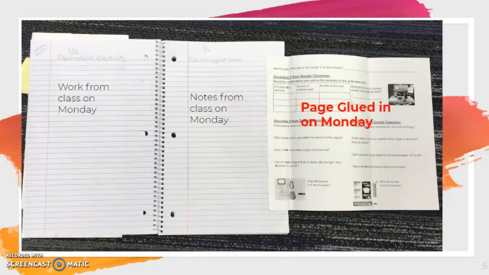Looking at your notebook, on the left side here you should have work in class that we did on Monday with circuits. You should have notes, just a few notes from class on Monday, and then this is the page that you glued in on Monday. If you were absent and don't have that, there are extra copies up front.